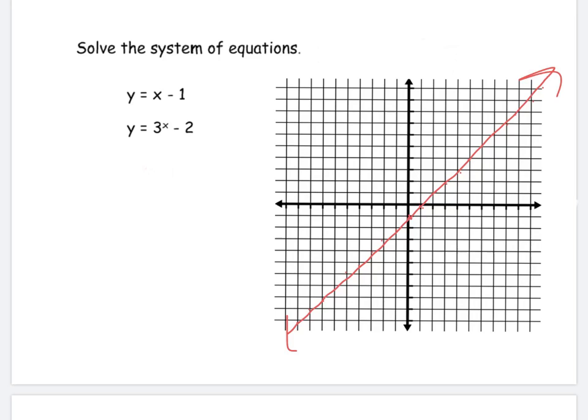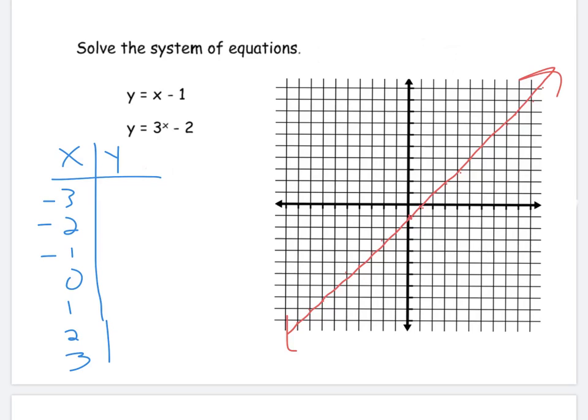For that one, if I make a table of values, I have my x and my y, and then we'll just go -3, -2, -1, 0, 1, 2, and 3, right? If I substitute in, I would have 3 to the -3rd power, which equals 1/27th, and then 1/27th minus 2 would be -1 and 26/27. Then if I put in a -2, 3 to the -2 power is 1/9, and 1/9 minus 2 would be -1 and 8/9.